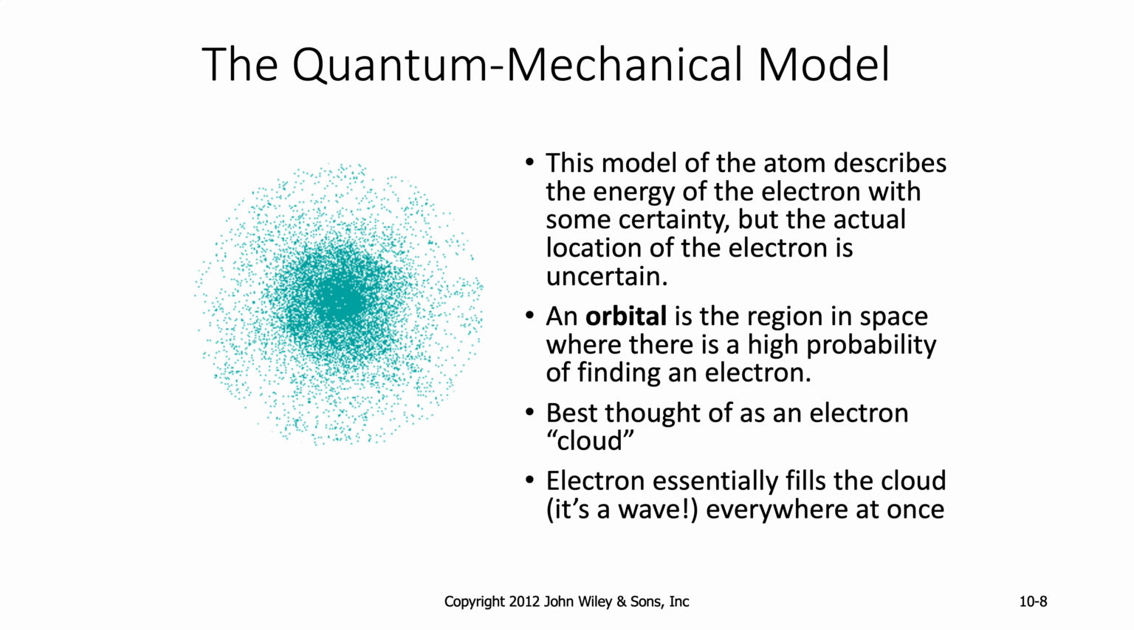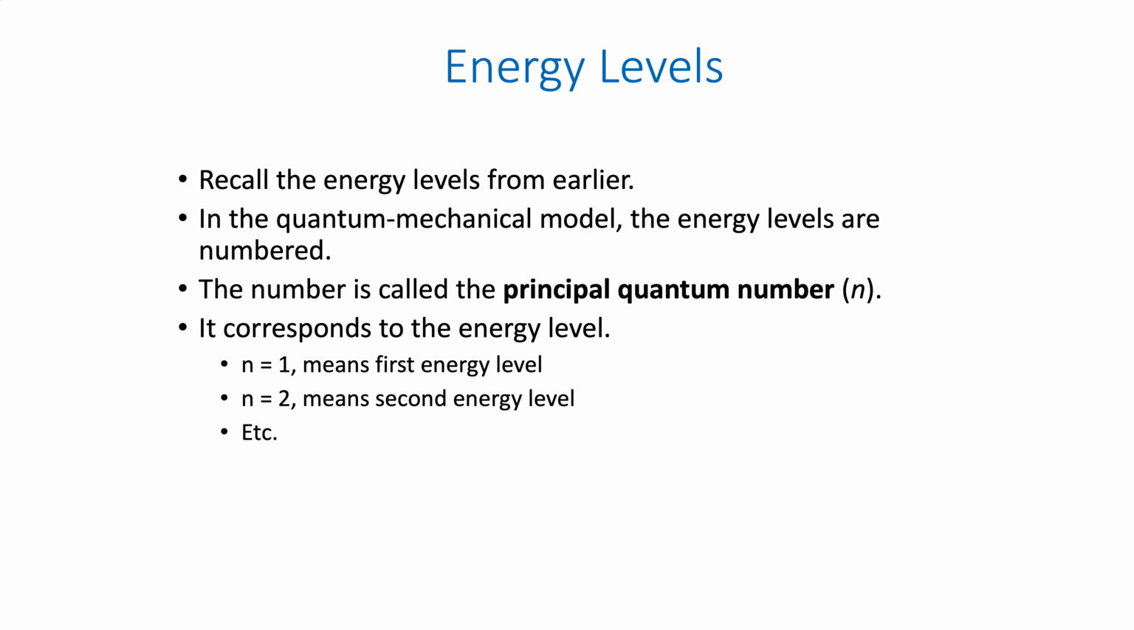Okay, so I said this already. All right, now let's start putting this stuff together into something that we can use. Okay, so recall energy levels from before. In the quantum mechanical model, energy levels are numbered. That's what's called the principal quantum number.